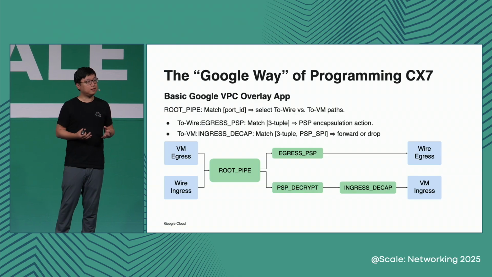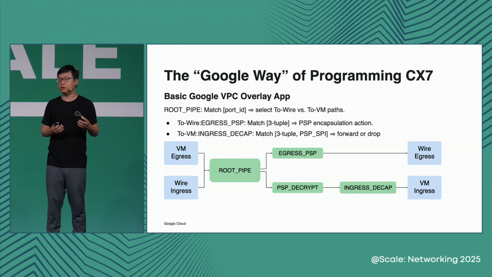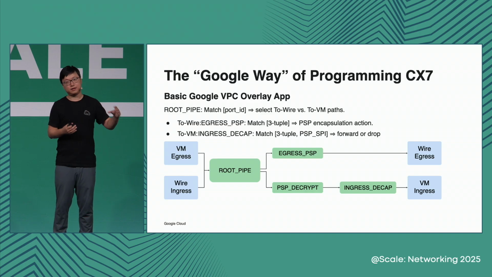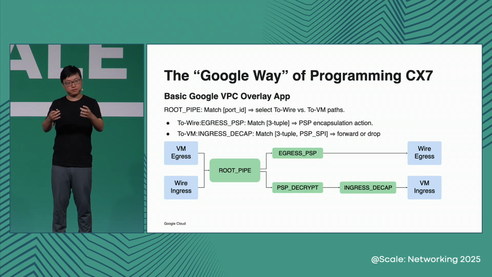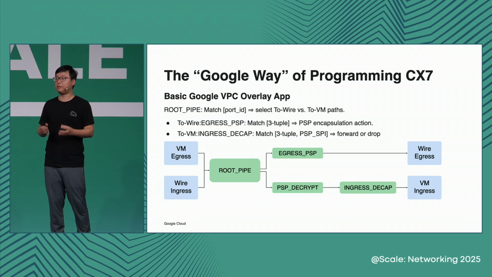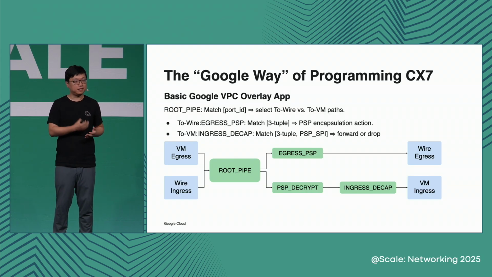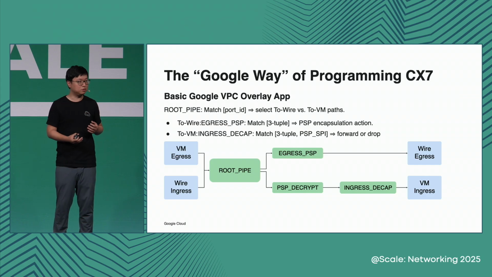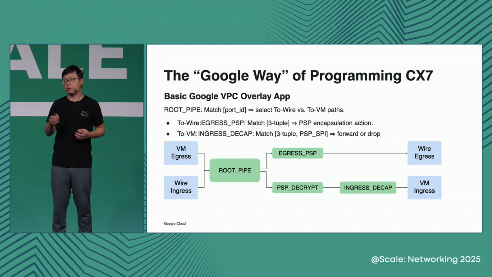So here's an overview of how Google does encapsulation with this programming model. What we do is we connect all the VM egress packets, or packets that are trying to leave the VF inside the guest, to a root pipe. And we also connect all the packets that are arriving at the PF trying to reach the VM to the same root pipe. And in the root pipe, we match for packet metadata, we match for packet headers, we decide what the packet is trying to do, where it is trying to go, and then we forward it accordingly.